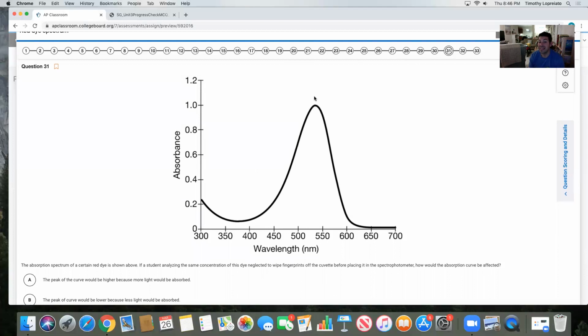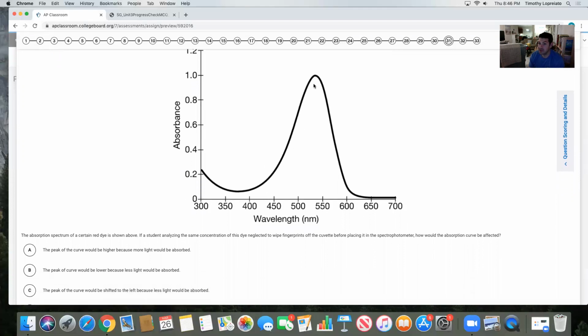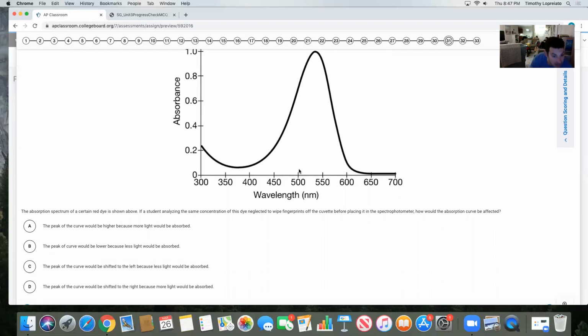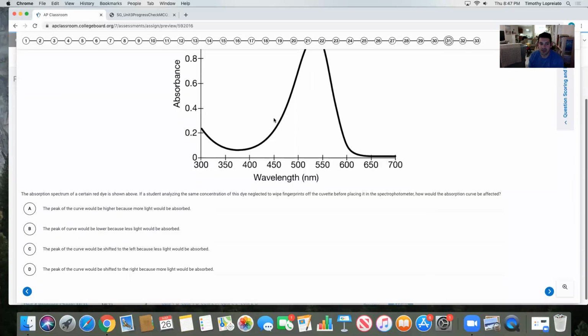Ooh, if they're saying the peak of the curve, all right, yeah, that sounds right, because if it seems like more light would be absorbed, the peak would be higher. The peak of the curve would be lower because less light was absorbed. The peak of the curve would be shifted to the left because less light would be absorbed. The peak of the curve would be shifted to the right. All right, I don't think it's going to shift it left or right because that's the wavelength that it gets absorbed at. I think it's going to be the peak. I think for question 31, it's choice A.